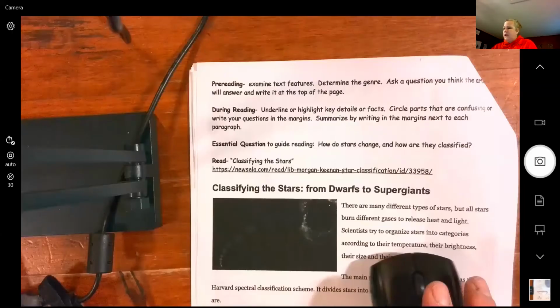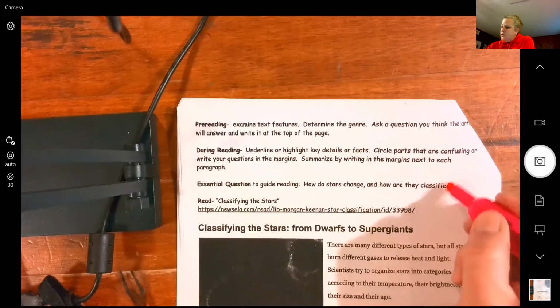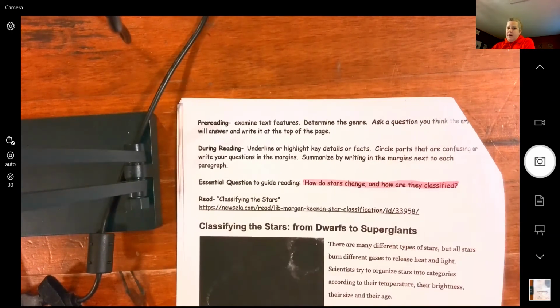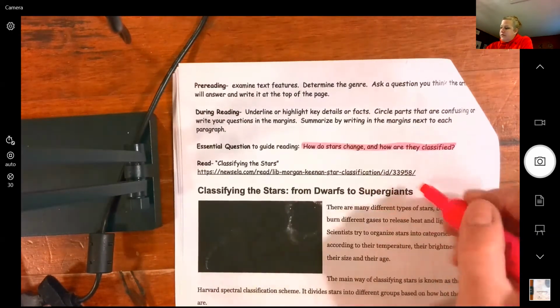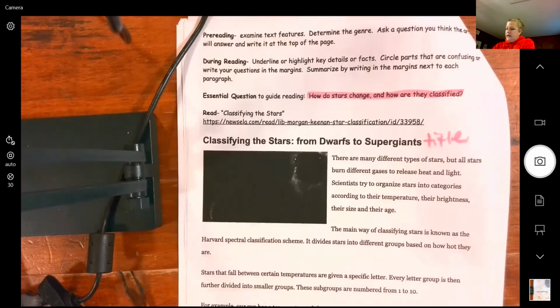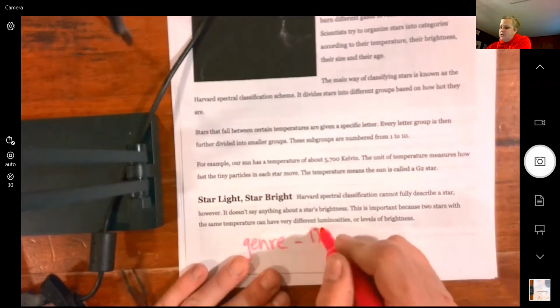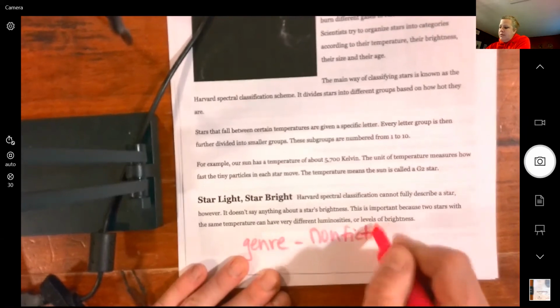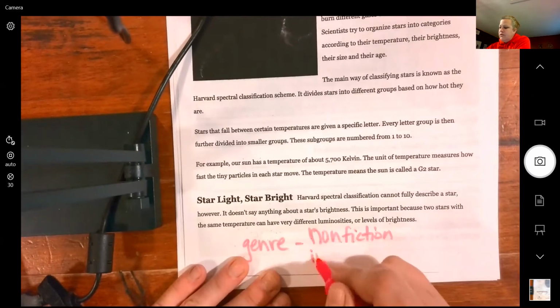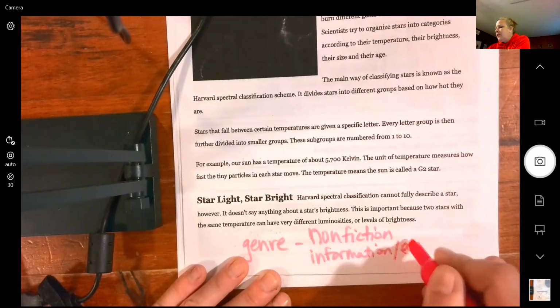Make sure you have your highlighter out and ready and your pen. Our essential question is, how do stars change and how are they classified? All right, so we have our title. What genre are we looking at today? Nonfiction or fiction? Nonfiction. And the type of nonfiction is called either informational, or some people call it expository.